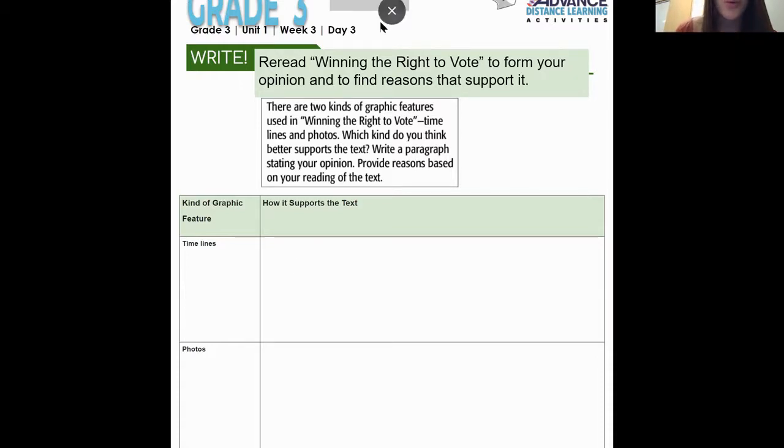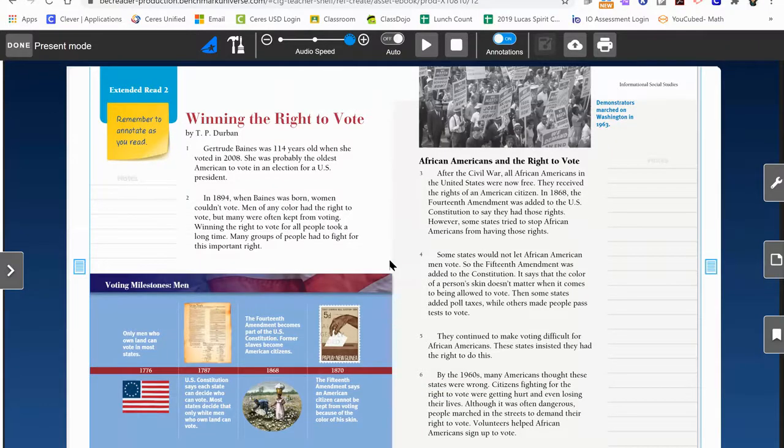So here we go. In order to keep this video short, I will just be taking a look at the timelines and the photographs, and I will be stating how they support the text, okay? So on page 22, I see a timeline, and the title of this timeline is Voting Milestones, Men. So this timeline shows me important events in men's voting rights and when they happened. So that's how this timeline supports the text.